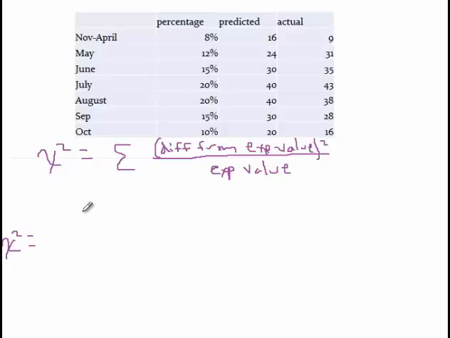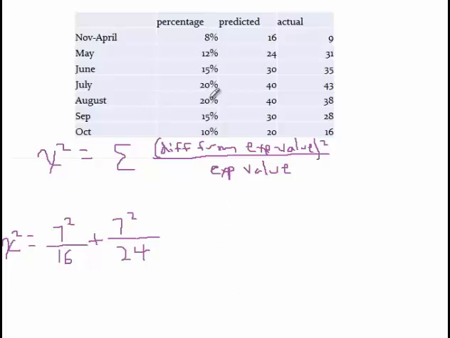So let's take November through April. The predicted was 16 and the actual was 9. So that's 7 squared, because 16 minus 9 is 7, obviously, divided by the expected value, which was 16. And we'll do the second one again. The actual was 31 and the predicted was 24. So again, the difference is 7. So we'll do 7 squared divided by the predicted value, which is 24.